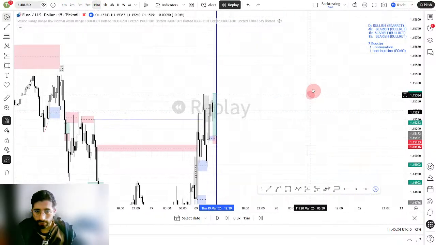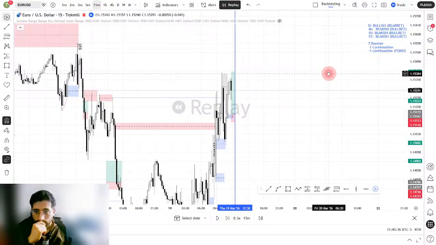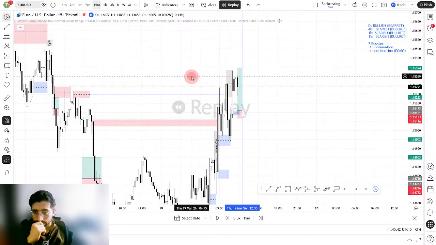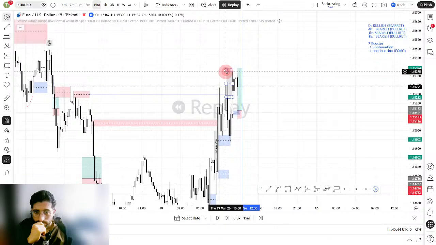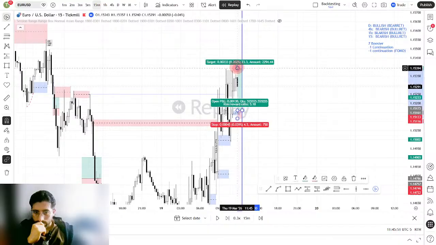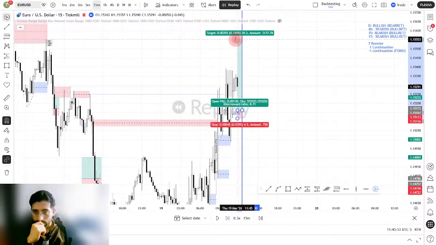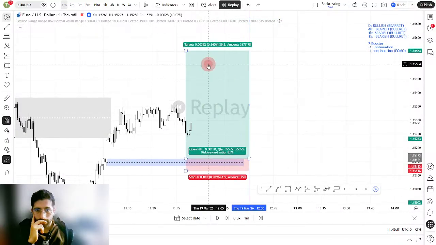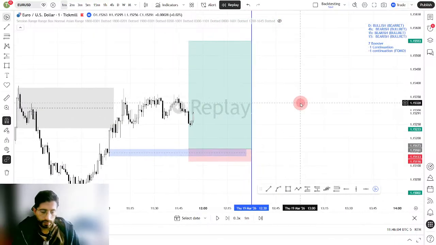15 minutes time frame. Let's see what happens. This is the maximum take profit, which would be at 1 to 8.